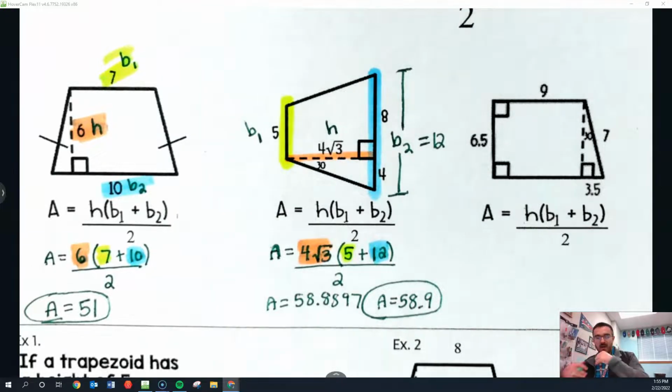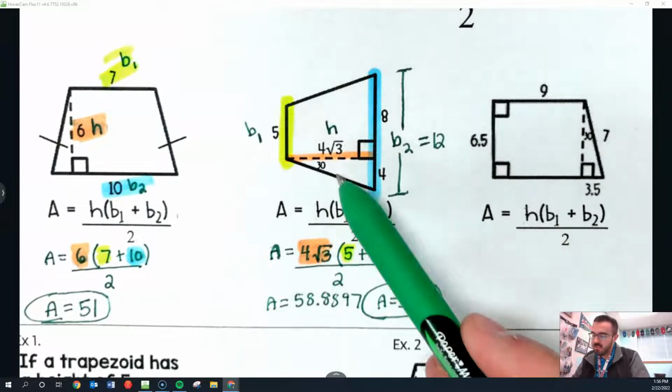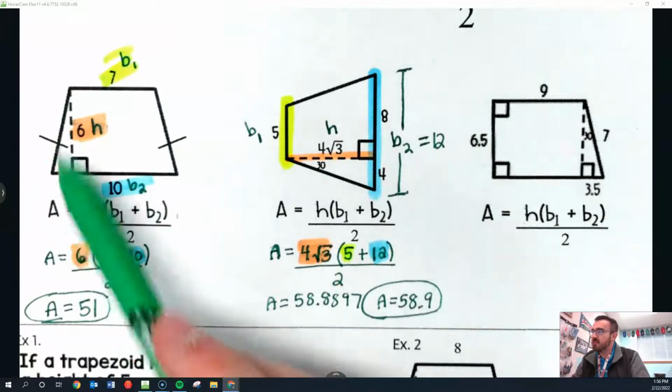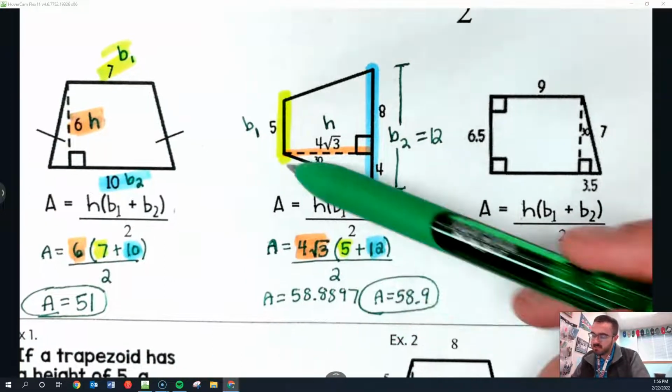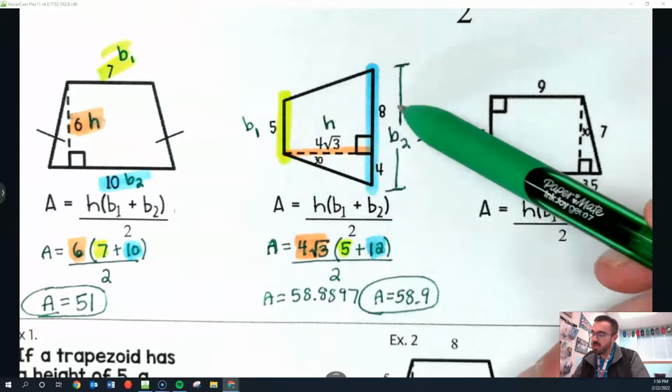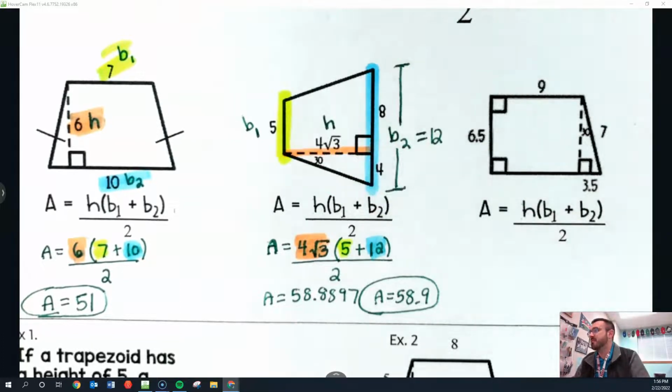Okay, so let's pause for a second. I know you probably think that was pretty wild. Let's just make sure we're on the same page. The height was still pretty simple to find. It's the thing in the middle, the dotted line. The base was easy to find, base 1. Base 2, remember we had to add those two together. So if you need a refresher, maybe watch that one again. That one kind of got crazy, so just be on the lookout.